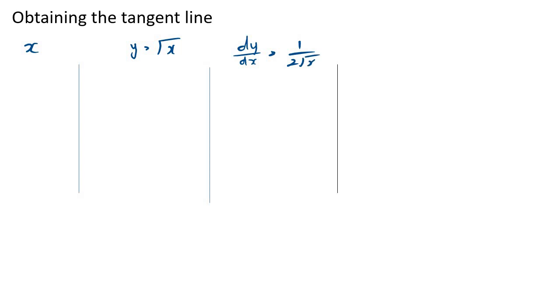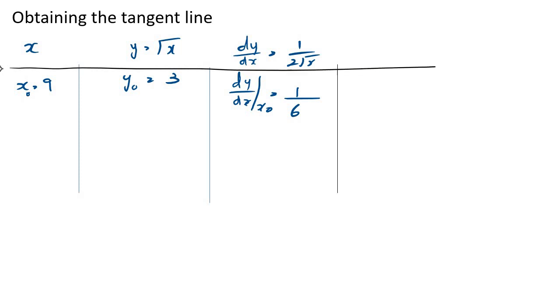This is the gradient. So when we have already worked on x equals 1 and 4, let's do x equals 9. When x is equal to 9, we can call this x0, y0 is equal to 3. And dy over dx at x0, all you do is substitute x0 into this. This is 1 over 6.